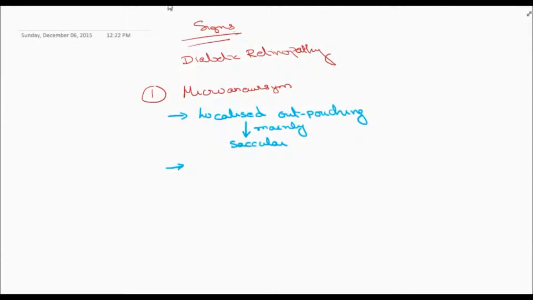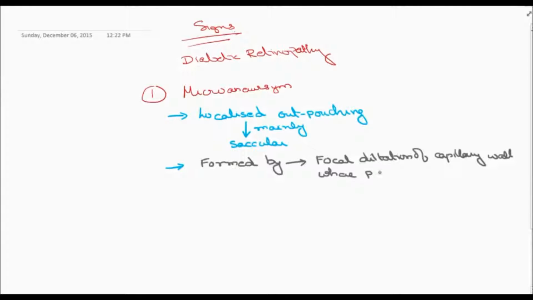They are formed by focal dilatation of the capillary walls, which is caused by the loss of pericytes. As we have discussed about pericytes earlier, they form an important protective layer around the capillaries. So, loss of this forms the microaneurysm.